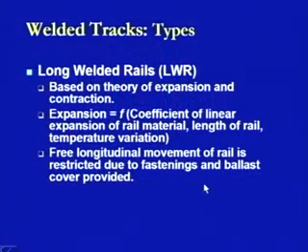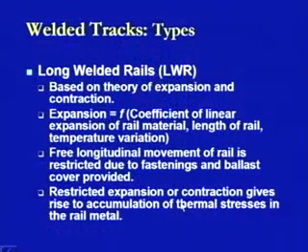Now, how can we decide what should be the total length of the long welded rail or LWR rail section? Here the free longitudinal movement of the rail is restricted due to fastenings and ballast cover provided. As we have seen previously, there is a certain amount of resistance offered to this movement or expansion of the rail section, and this resistance comes through the accessories provided between the rail sections to connect them to the sleepers. So, these fastenings or fixed features will create a resistance. At the same time, the ballast which is inserted or packed on the side of the sleepers will also help in creating a resistance to the movement.